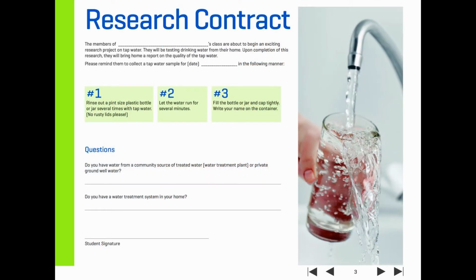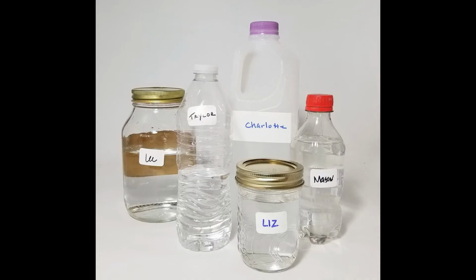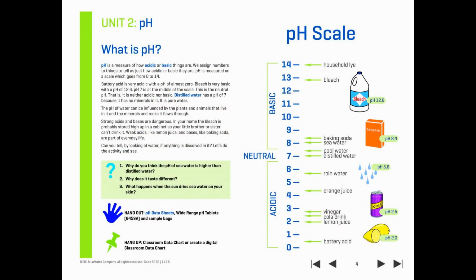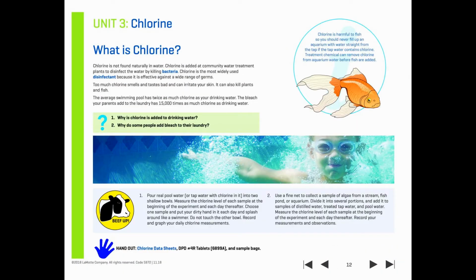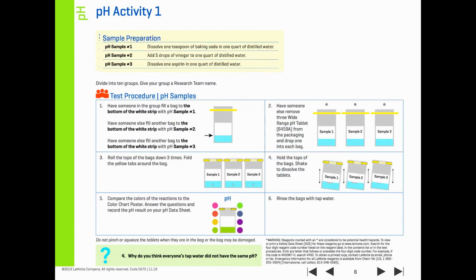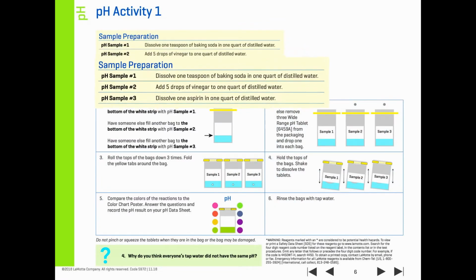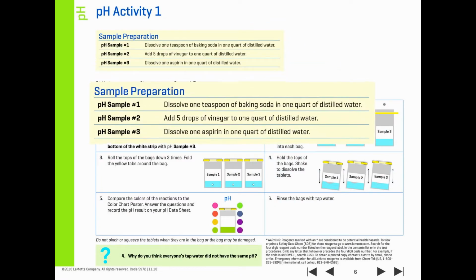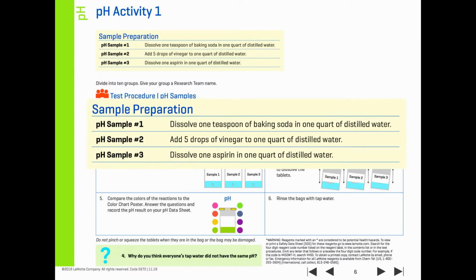At the beginning of the tour, students take home a research contract that explains that they are going to learn about tap water, and they bring back a sample of tap water from their home to be tested. After reviewing the background material for pH, chlorine, copper, iron, and hardness, the students perform water tests. In some units, samples for demonstrations are prepared ahead of time by the instructor from household items to allow students to practice the test procedure and to further explore the concept of dissolved substances in tap water.